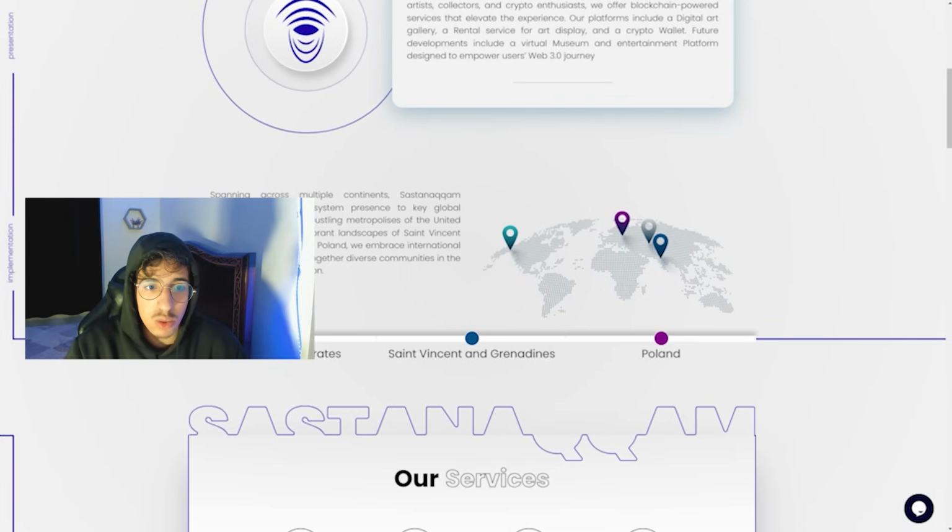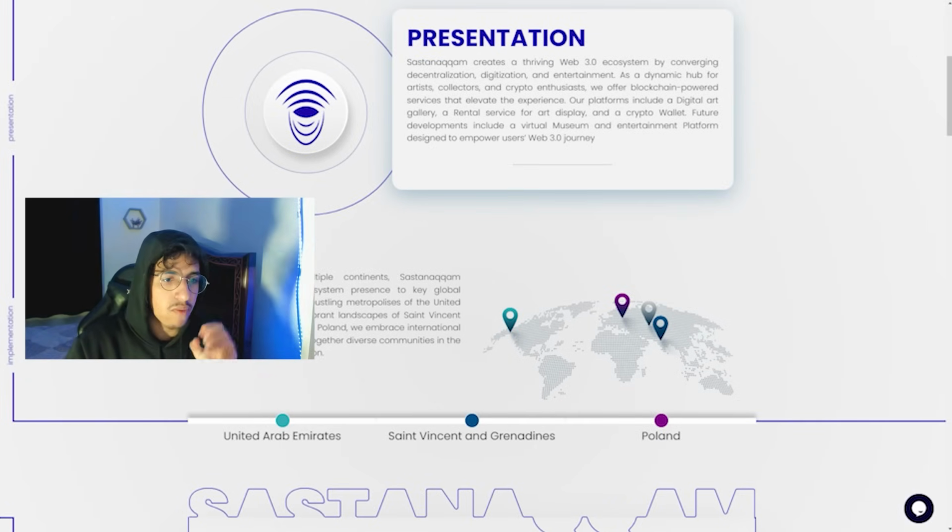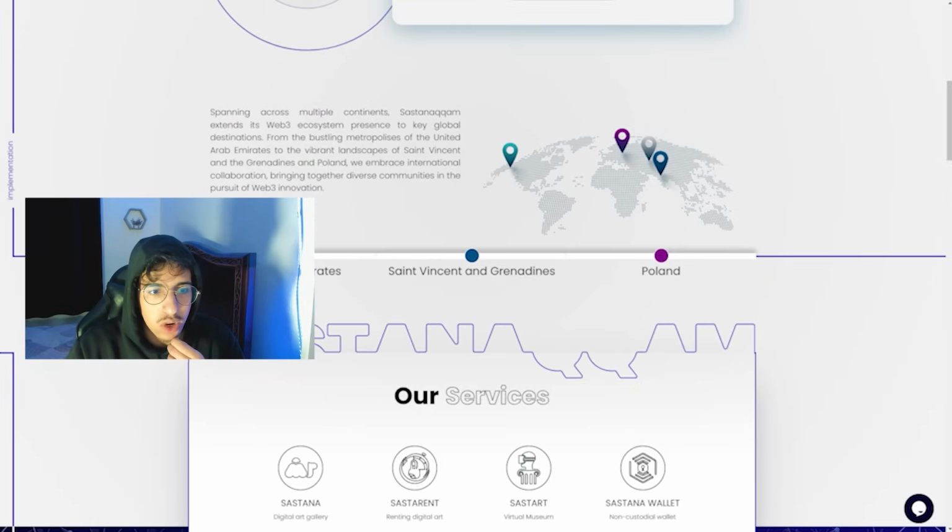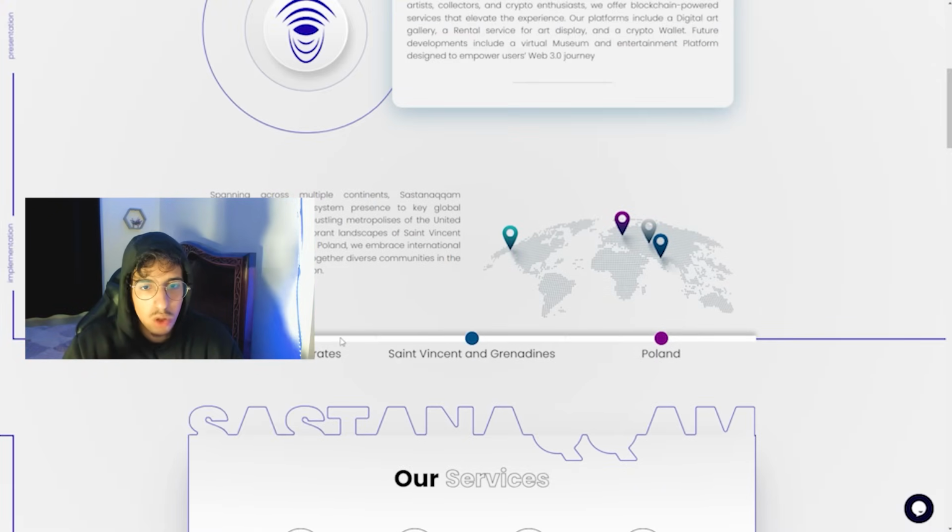Sastanaqqam extends its Web3 ecosystem presence to key global destinations, from the bustling metropolis of the United Arab Emirates to the vibrant landscapes of Saint Vincent and the Grenadines and Poland. We embrace international collaboration, bringing together diverse communities in the pursuit of Web3 innovation. So here we have the countries from the world who are interested in the arts of the Sastanaqqam project. First we have the United Arab Emirates, Saint Vincent and the Grenadines, and finally we have Poland.